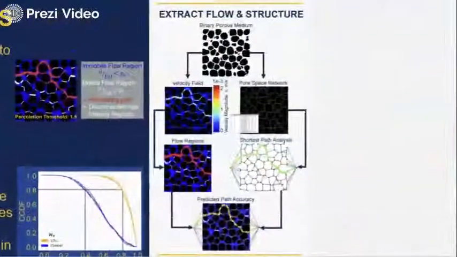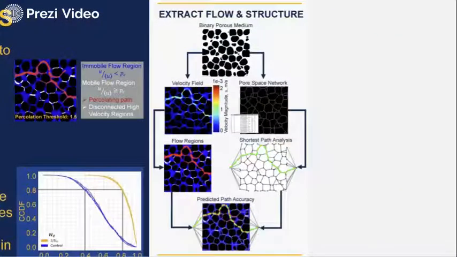Let's move to the methods. From a binary porous medium, we have our solid grains shown in black and the pore space in white. We then perform a direct numerical simulation to find the velocity field. Now, we want to divide this velocity field into regions of mobile and immobile flow regions.